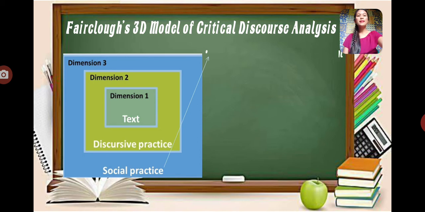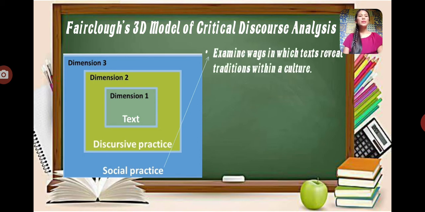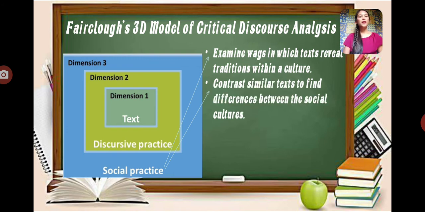Under this, we have to examine ways in which texts reveal traditions within a culture. For example, if a political speaker says "our forefathers smile upon us today," they are using patriarchal language. Next, we have to contrast similar texts to find differences between the social cultures.